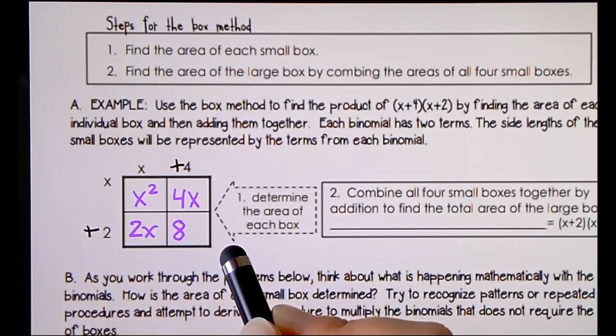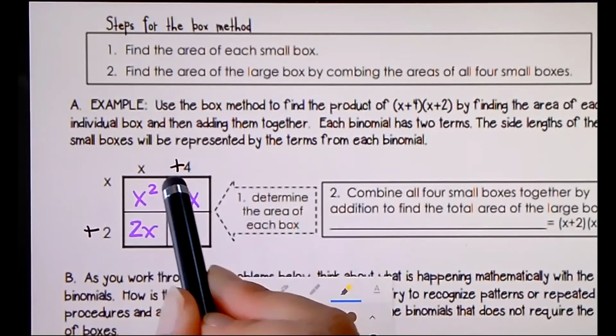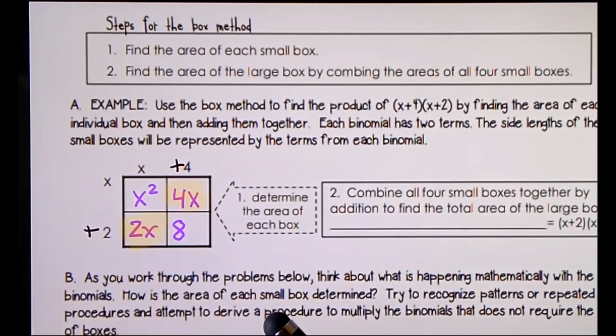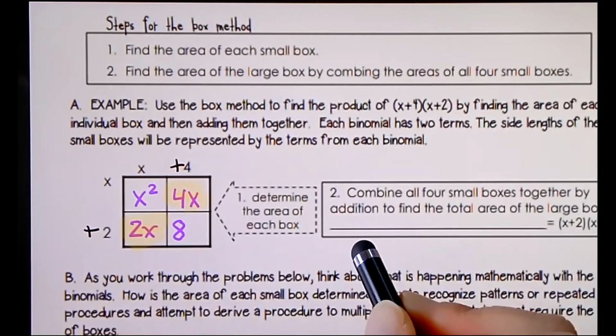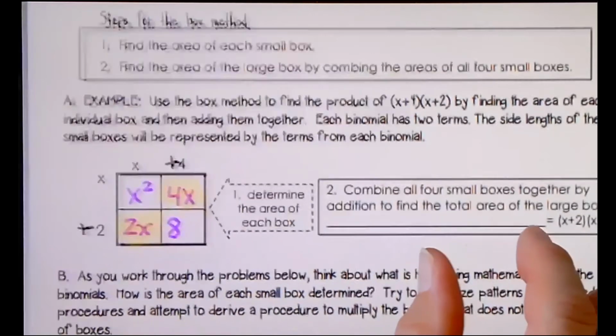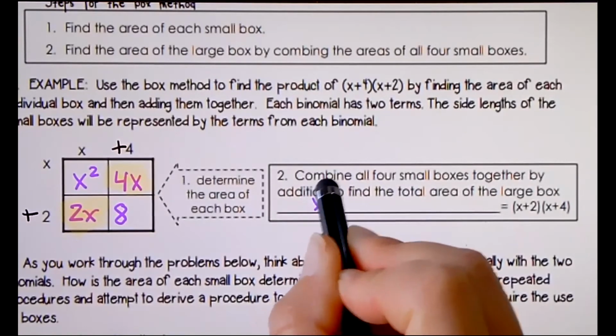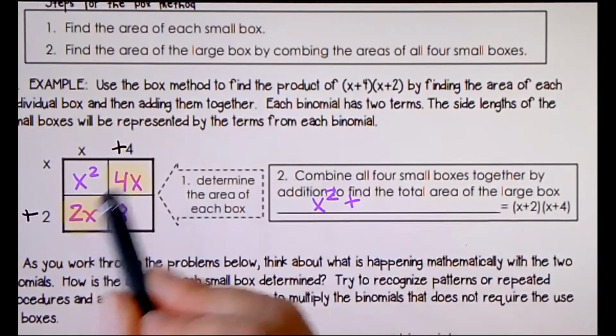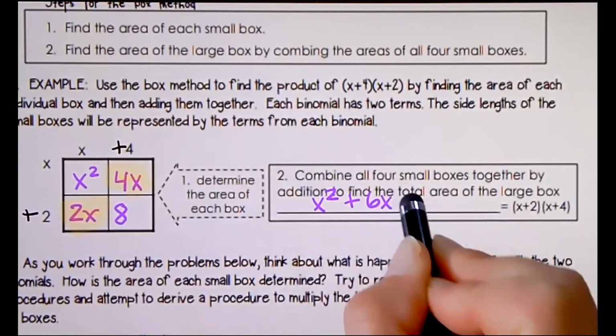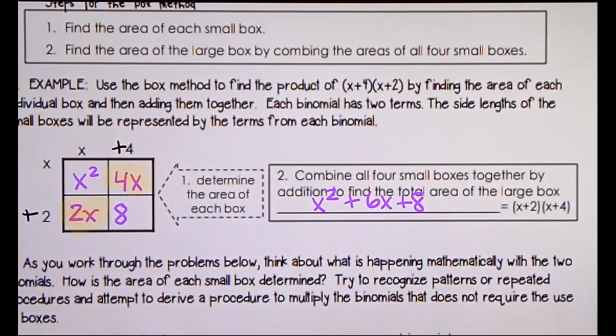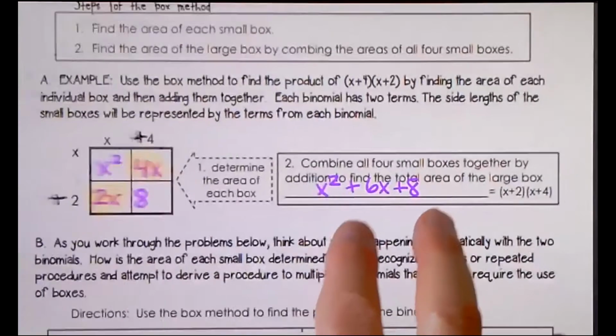And now I'm going to combine like terms. So the like terms I have, this 4x and this 2x are like terms. So I'm going to add those together. So I end up getting, I'm going to write it over here. So x plus 2 times x plus 4 is equal to x squared plus, and I'm going to add my 4x and my 2x and get 6x plus 8. And that is my answer. Okay, and that's multiplying binomials using the box method. So we're going to come and do more of that down here.